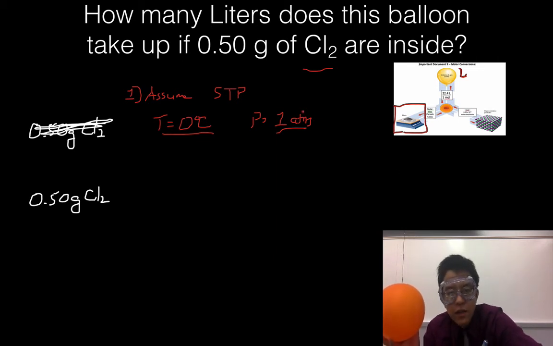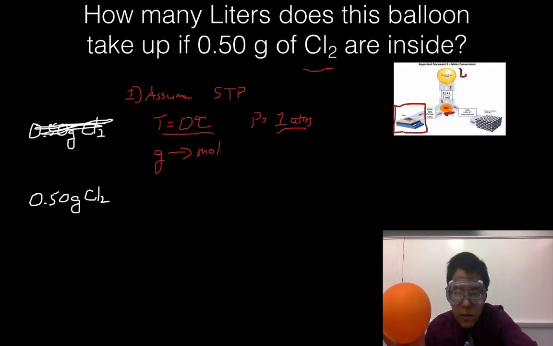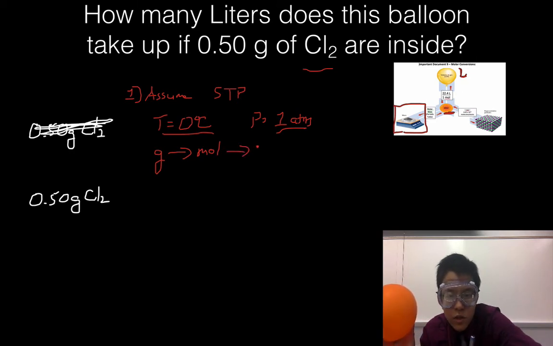Now that I know that, I know I'm starting with the grams and I need to get to moles. I could do that in one step using the molar mass in the periodic table, and then from moles, I could jump up to liters. So let's do that. I've got 0.50 grams of Cl2. I want to get rid of the grams of Cl2 and go to moles of Cl2.